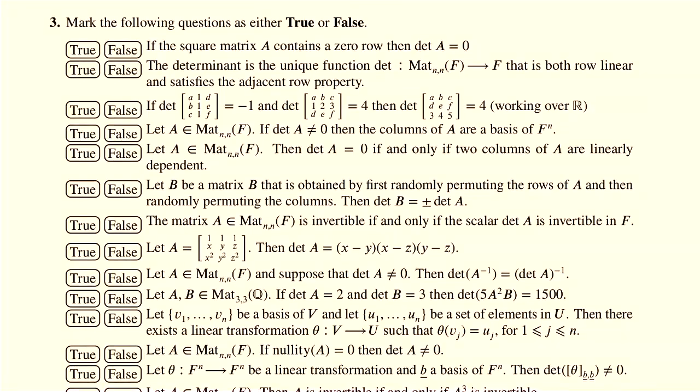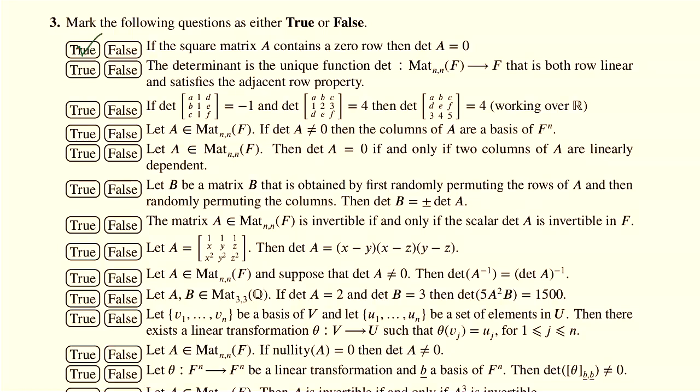All right, I like these true or false questions. If the square matrix contains a 0 row, then det A is 0. True or false? True, and it is indeed true. I won't use red because it looks like it's wrong, I'll put a green tick. True.